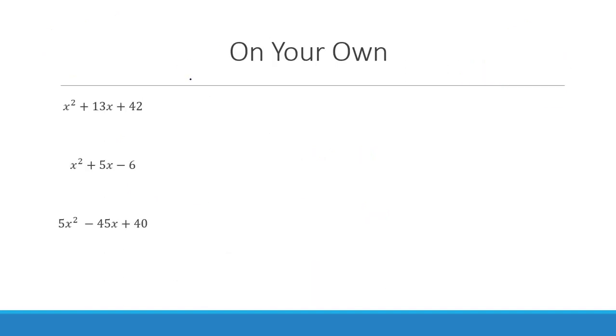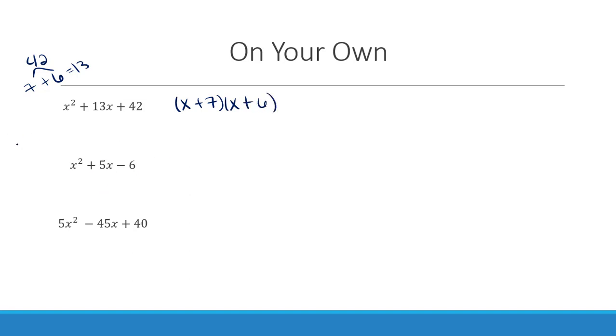All right, pause the video and try some on your own. When you're ready, hit play to check your answer. So what multiplies to give me 42 but adds to give me 13? That would be 7 and 6. Again, there's no GCF of all three here. So my final answer would be x plus 7 and x plus 6.